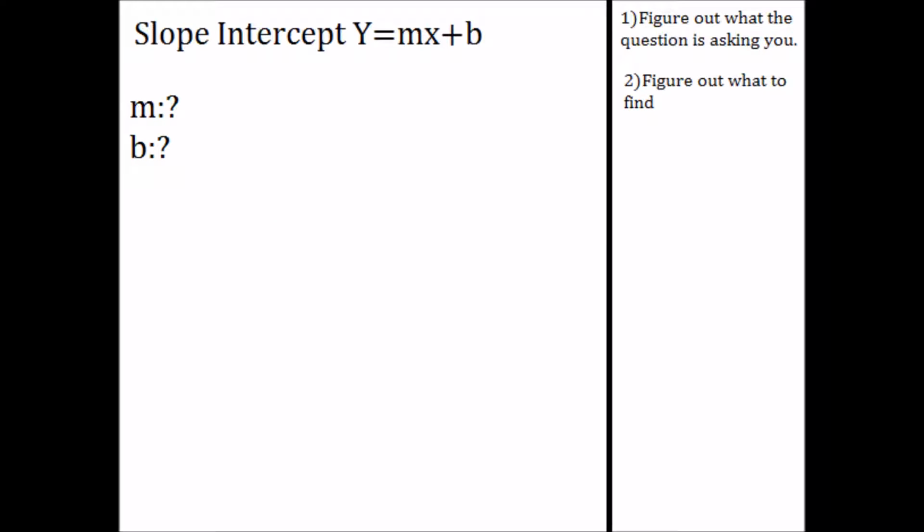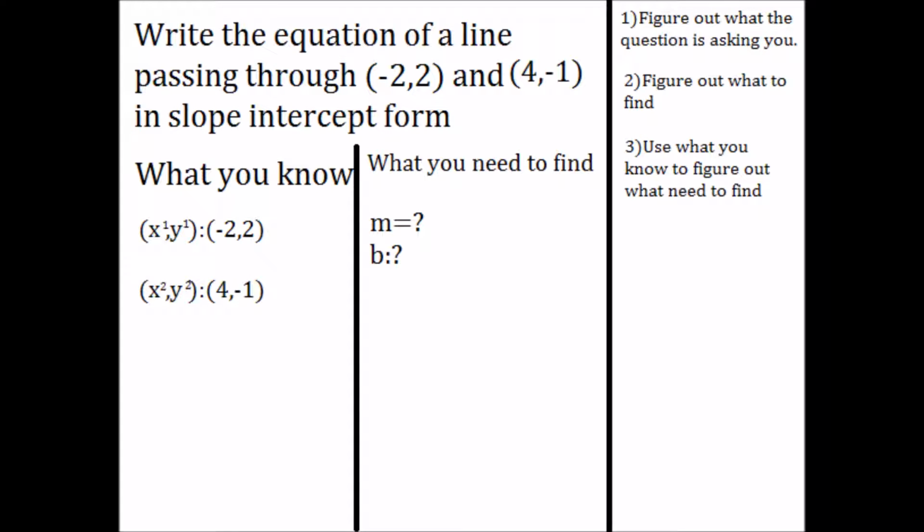So now that you know what the question is asking for, you need to figure out what you need to find. The question wants slope-intercept form, which is y equals mx plus b. So you need to figure out what m is, which is the slope, and what b is, which is the y-intercept. The question only gives you 2 coordinates. But don't worry, you can figure out what m and b are from just those 2 coordinates.